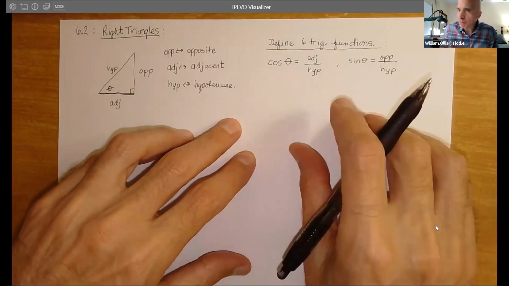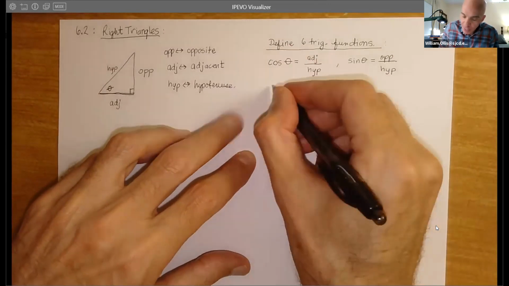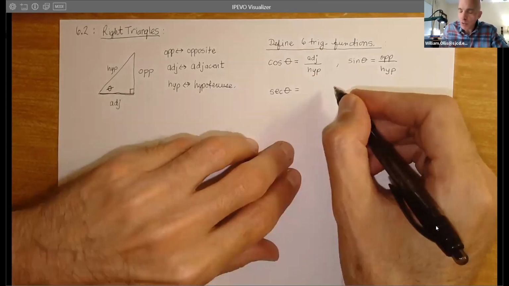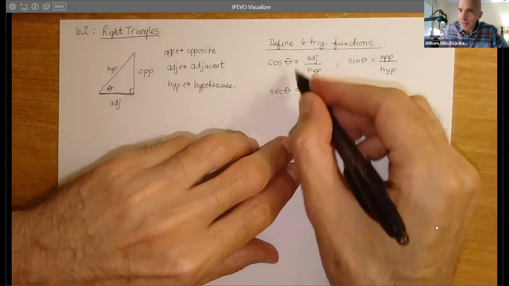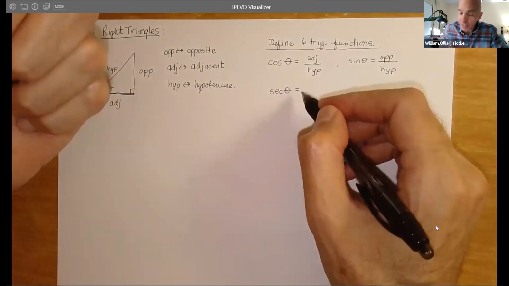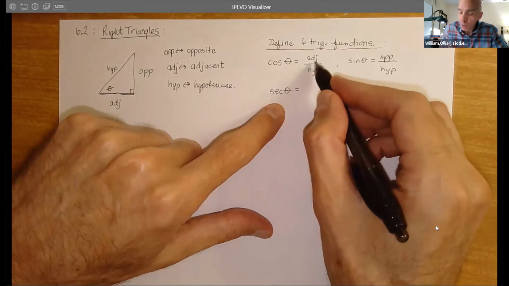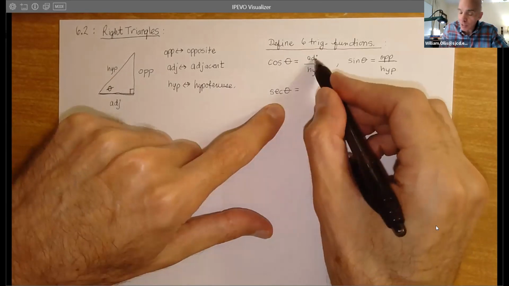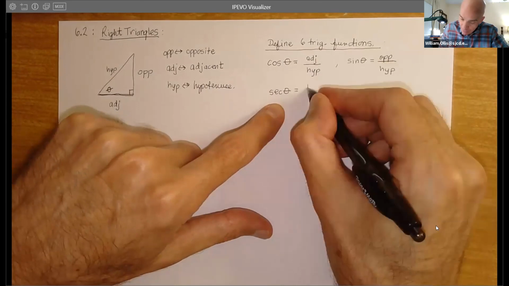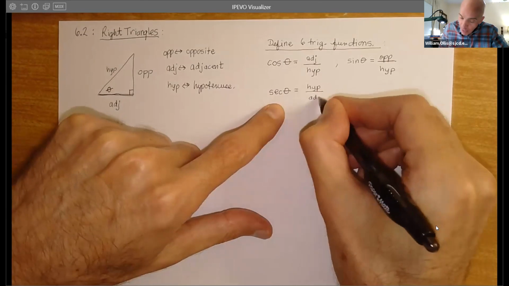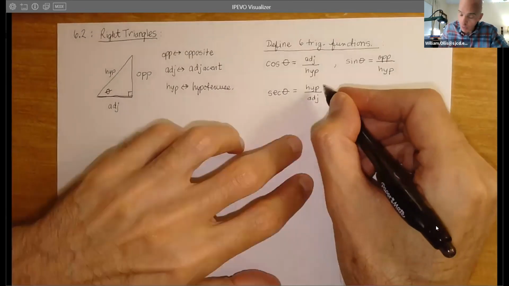We're not really reinventing the wheel for the other four. If we have any hope of showing the equivalence, we've got to start doing things that we did in the previous interpretation. So secant theta, we're going to define to basically be the reciprocal of cosine, the hypotenuse length over the adjacent. So this would be a wise move if we're thinking we want to show equivalence.